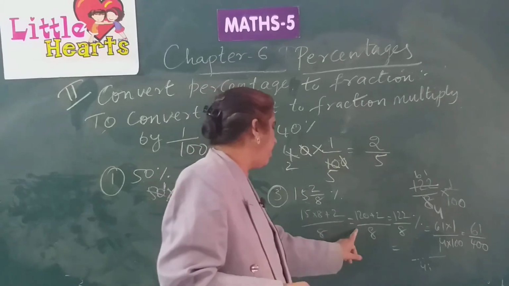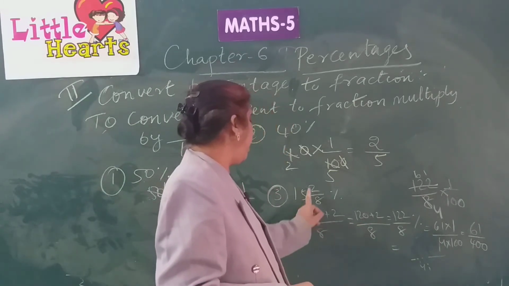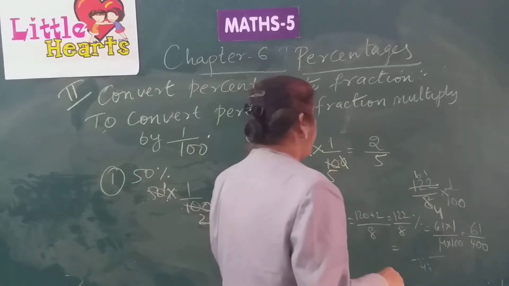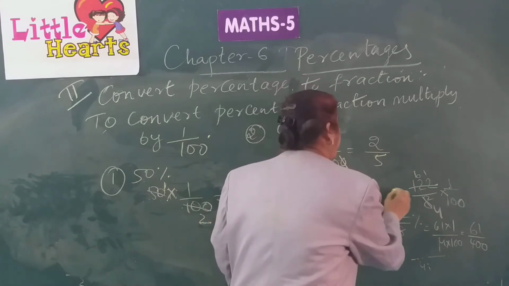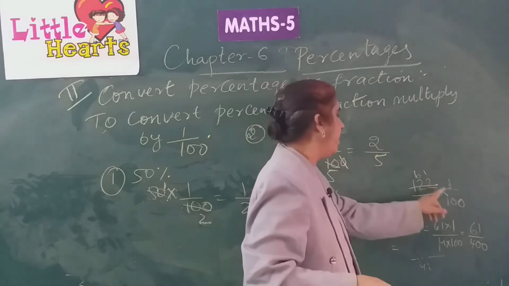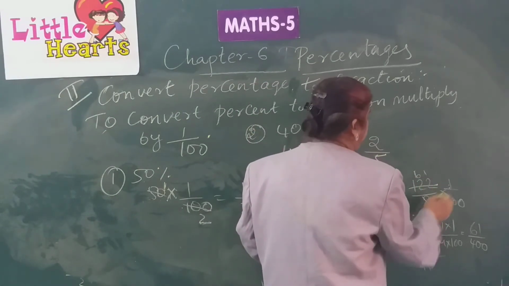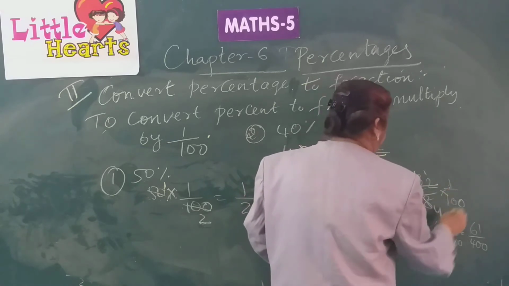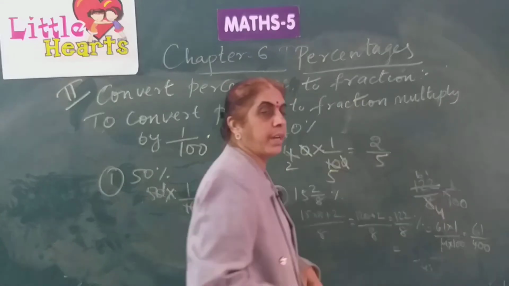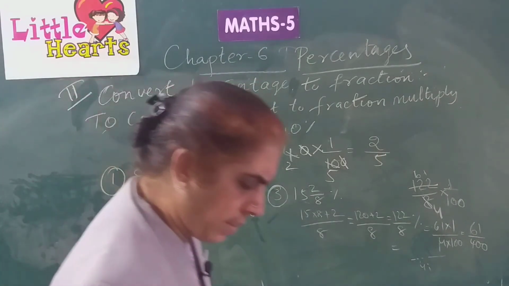Just change it into an improper fraction. 15 8s are 120 plus 2, 122 by 8. Just to convert into a fraction, what you need to do? 122 by 8 into 1 by 100. Just multiply by 1 by 100. Now carry out the cancellation. 2 6s are 12, 2 1s are 2, 2 4s are 8. 61 into 1 by 4 into 100. That is 61 by 400, the fraction for 15 2 by 8%.